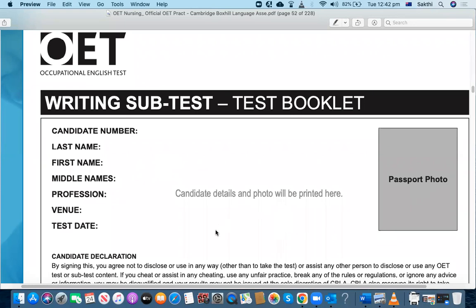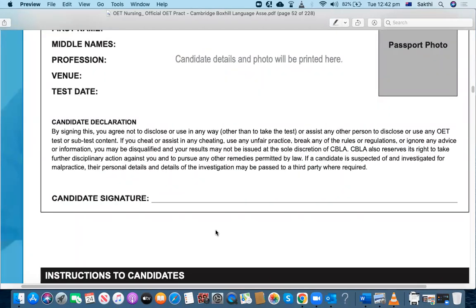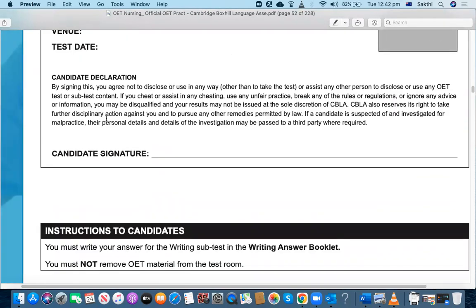All right, and then these are the declarations. By signing this, you agree to everything. Once you verify all these details, you're going to place your signature in the space provided here, candidate signature. Only here you have to place it.